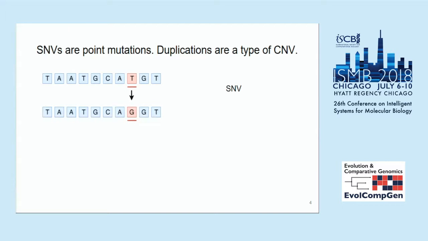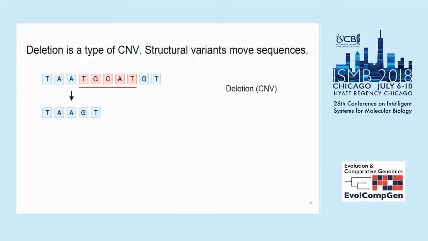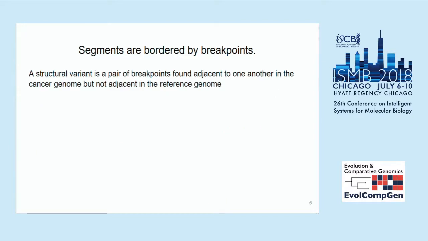Single nucleotide variants, or SNVs, are point mutations, where a single nucleotide is changed from one nucleotide to another. Copy number variants, or CNVs, can be duplications, depicted here, where a segment of DNA is copied and both copies are kept in the genome. Copy number variants can also be deletions, where a segment is deleted from the genome. And structural variants, or SVs, can be where a segment is moved from one position in the genome to another.